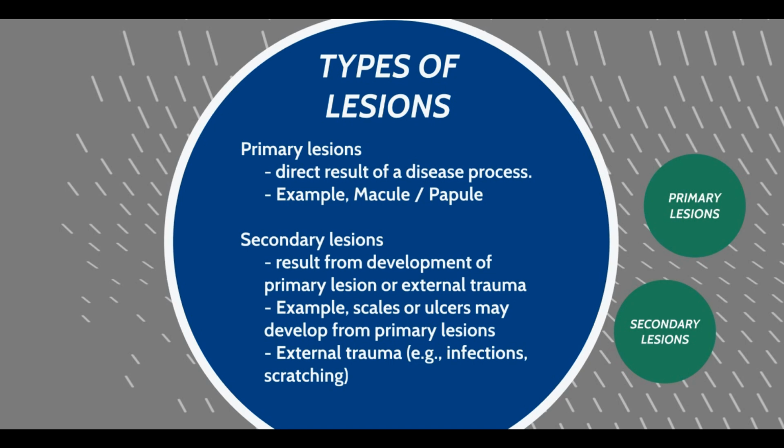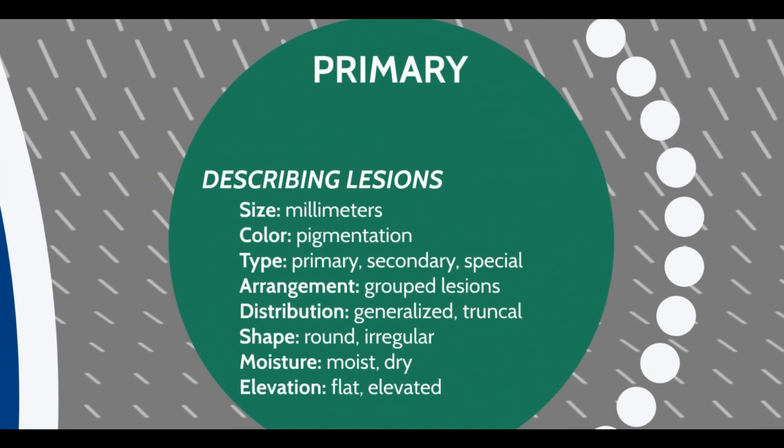So let's move on. Let's go ahead and let's discuss primary lesions. So as we move in, I want to talk about how you describe a lesion. This needs to be given in your patient care report, in your narrative, and it also needs to be given whenever you're calling in report to the hospital, or at least whenever you get there. So things to keep in mind whenever you're describing these lesions, you can talk about the size, the color, the type, the arrangement, distribution, shape, the moisture of it, and the elevation of it. So let me break those down a little further.